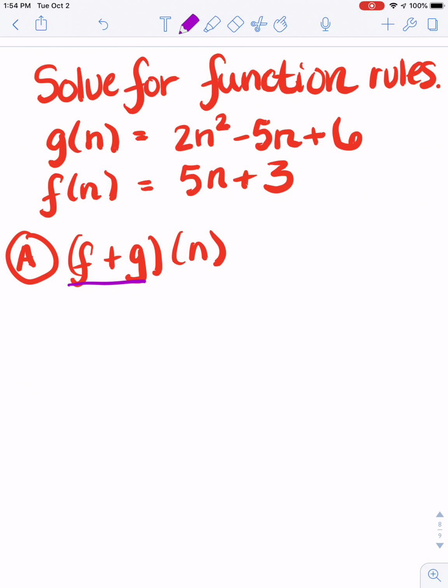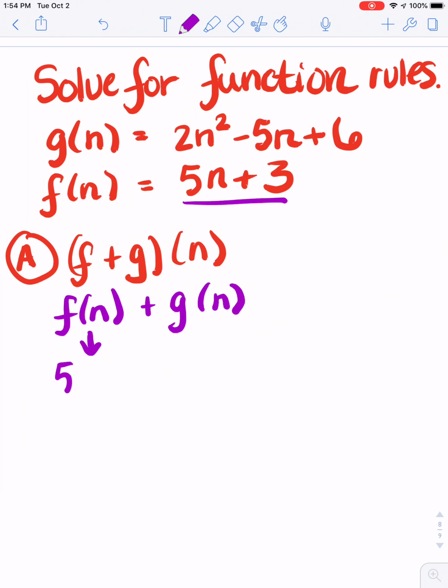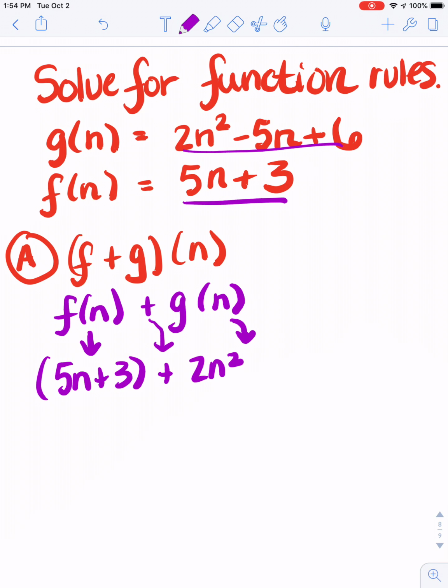And if they give me f plus g, the first thing I'm going to do is separate them into their own functions. So f's going to come first and then g. With f, this is my f from here, so 5n plus 3. That's going to go in parentheses. I'm going to bring down my addition. And my g of n is 2n squared minus 5n plus 6, and that's going to be in parentheses.